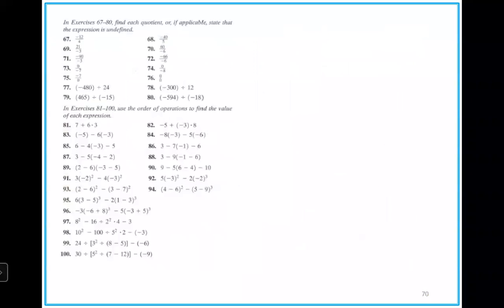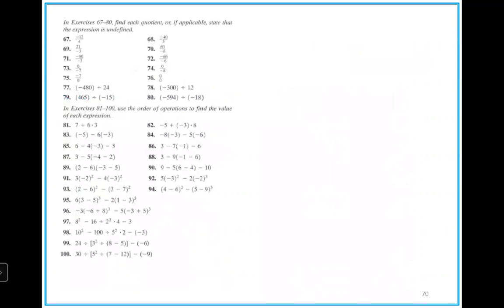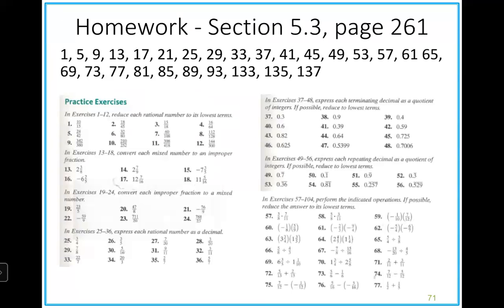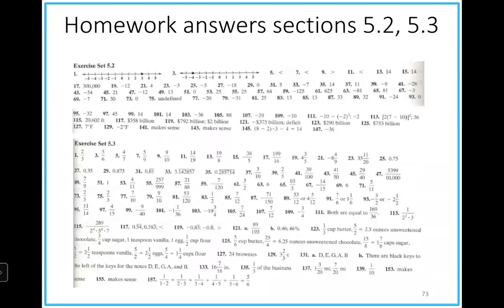So your homework questions, 5.2, the question numbers. Most of them are very straightforward, so it's not a lot of working for some of them. Don't worry about the amount of questions you see. The practice is good, and you really need the practice, because some of this is stuff that you probably wouldn't have done too recently. 5.3, page 261, the questions are here, and then your answers for the 2 sections are right here.